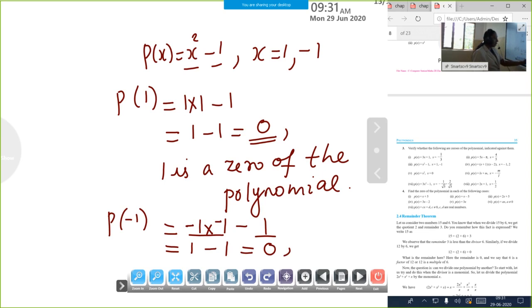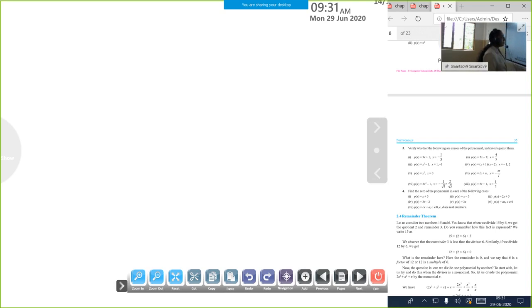So what can we write? Here we got the answer 0. So we can write minus 1 is a 0 of the polynomial. This way you find the answer. If we got the answer 0, we can say that it is a 0 of the polynomial. If we didn't get the answer as 0, it is not a 0 of the polynomial. Next one.